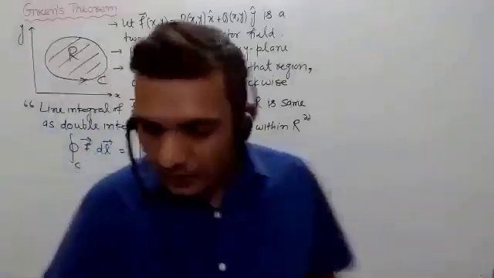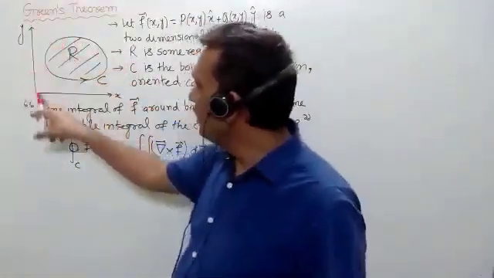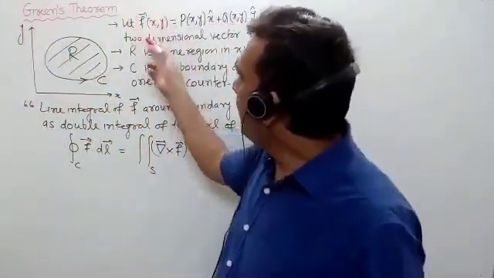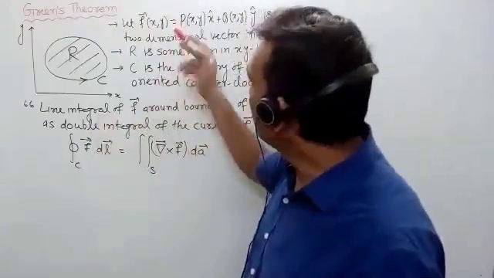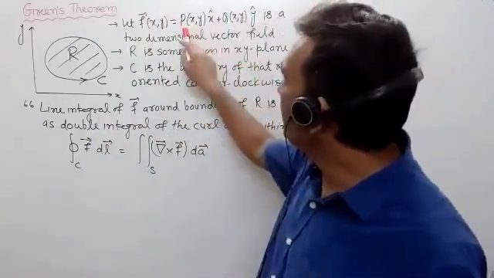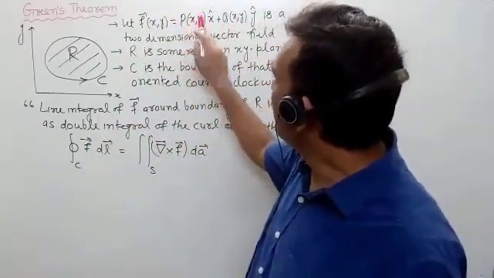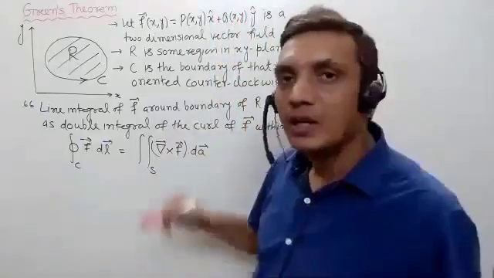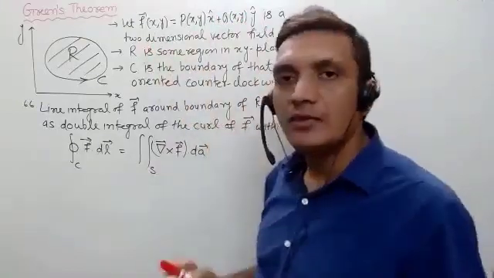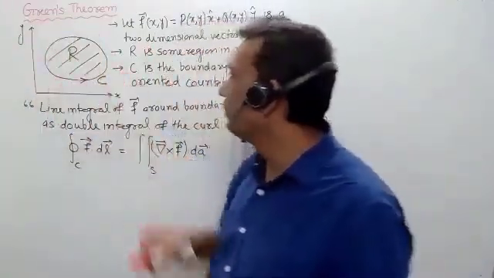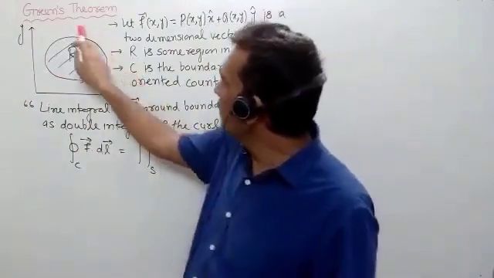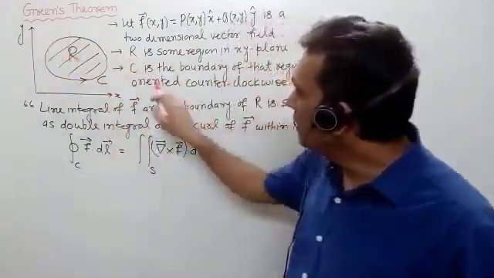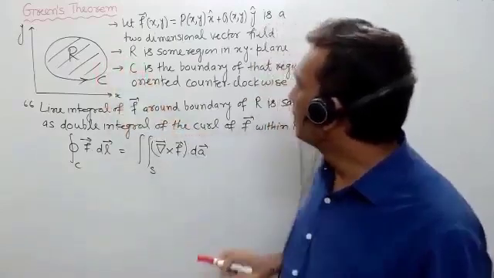So in Green's theorem, let us first consider some region in the xy plane and consider a vector F, and that vector F is represented in this form: P, a function of x and y, x cap, plus Q, a function of x and y, y cap. So that is a two-dimensional vector field in the xy plane. And also consider a region R in the xy plane, and that region is surrounded by this closed line.